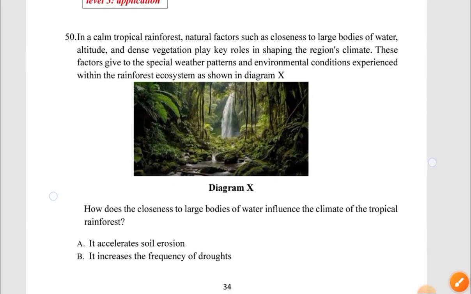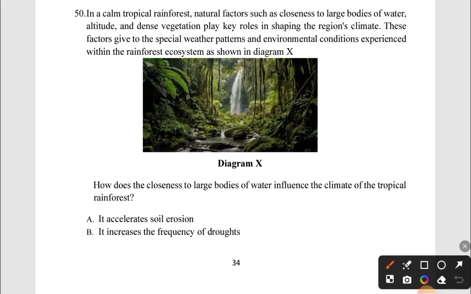50. In a calm tropical rainforest, natural factors such as closeness to large bodies of water, altitude, and dense vegetation play key roles in shaping the region's climate. These factors give rise to the special weather patterns and environmental conditions experienced within the rainforest ecosystem as shown in the diagram X. How does the closeness to large bodies of water influence the climate of the tropical rainforest?